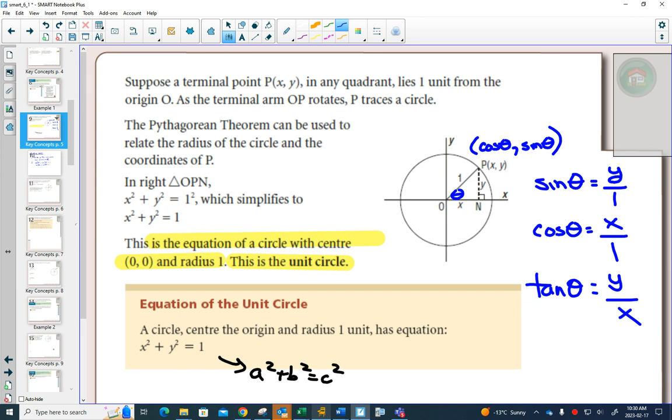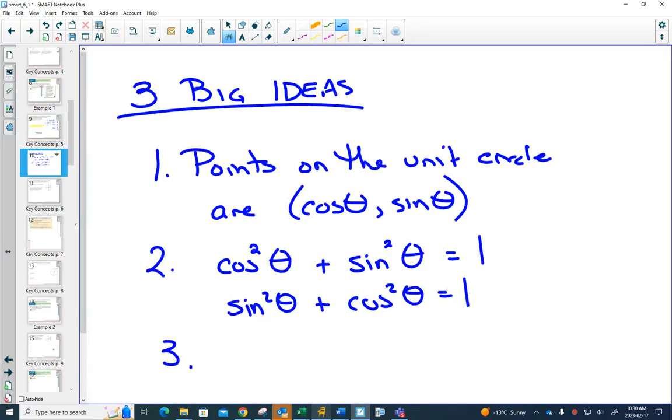But if y is sine of theta, and x is cos of theta, then big idea number 3 is that tan of theta is always equal to sine of theta over cos of theta.